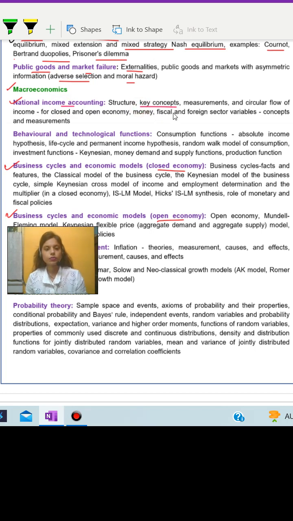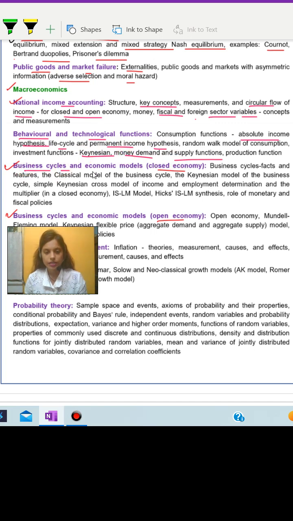Key concepts should be clear first of all, without which the application based questions are really difficult for you all. So circular flow of income for both closed and open economy should be clear. Then fiscal and foreign sector variables, all the concepts and measurements should be clear. Then behavioral and technological functions, like the absolute income hypothesis, life cycle and permanent income hypothesis is important. Keynesian, money demand and supply functions are important.